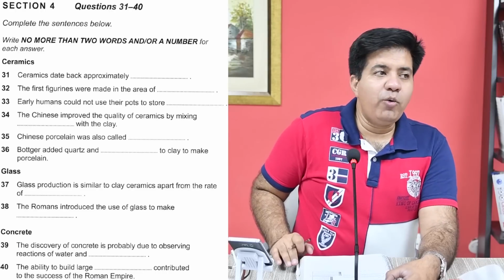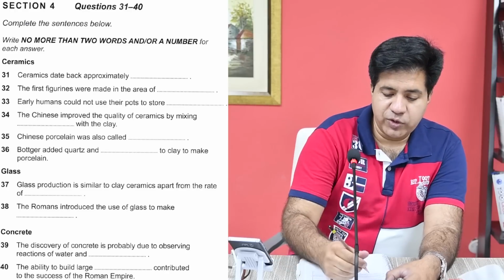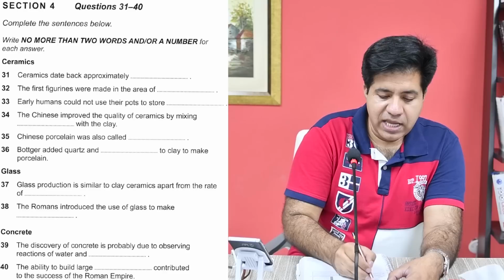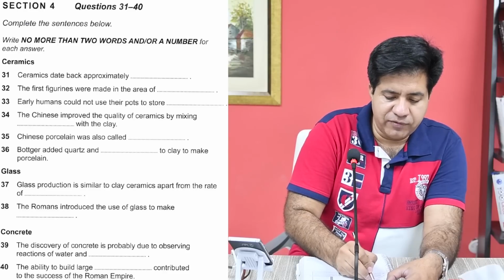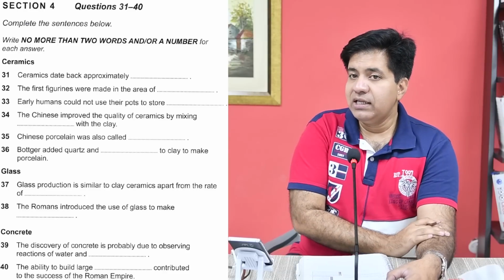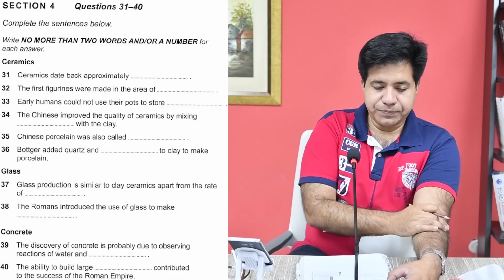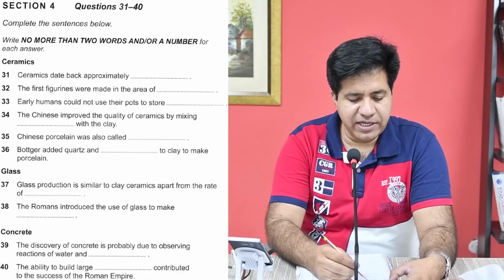It was known as white gold. So it was called and known as. And for Chinese porcelain, they use the word it. It was known as.